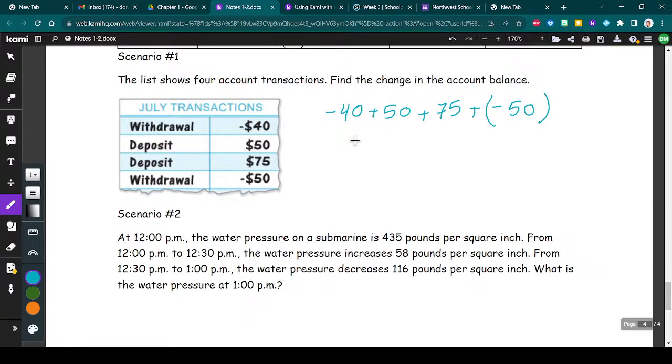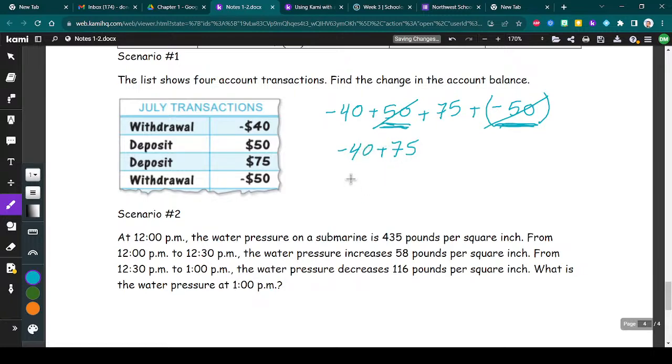One of the things I do is I oftentimes look to see if there's anything that I can apply with the additive inverse property, and I can here. I've got a 50 and a negative 50, and I know because of the additive inverse property that that becomes 0. So I'm really looking at negative 40 plus 75.